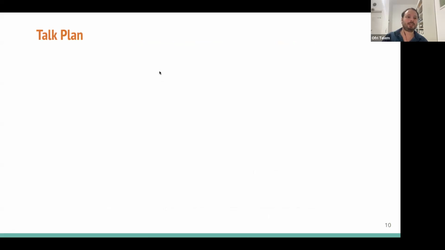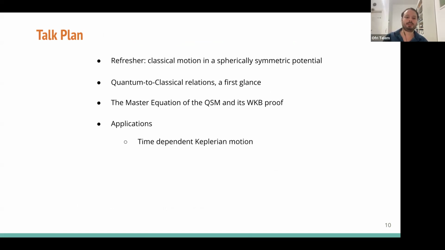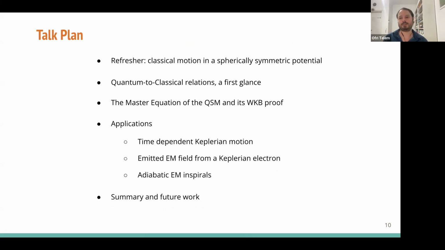So here's my talk plan. I'll give you a quick refresher on classical motion in a spherically symmetric potential. I'll present a first glance of quantum to classical relations. I'll show you the master equation of the quantum spectral method and its proof via WKB. And then I'll show you some applications. And eventually I'll summarize. Any questions so far?